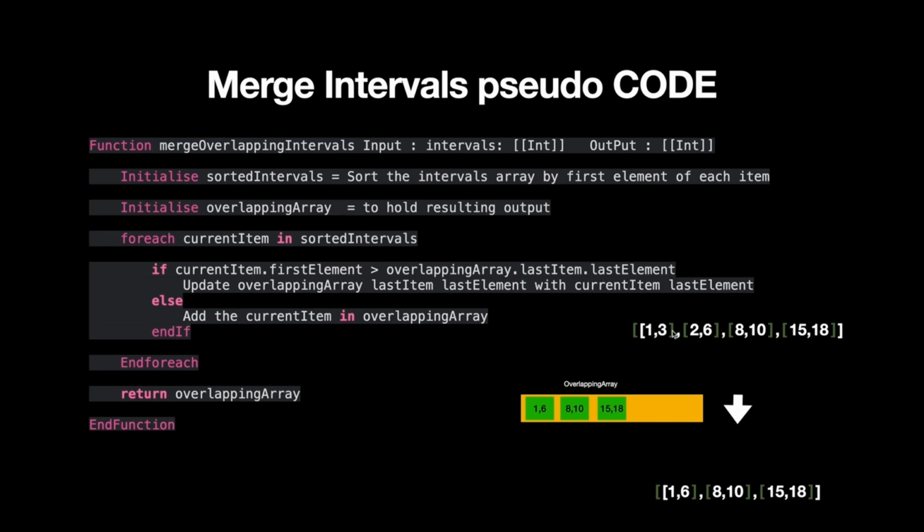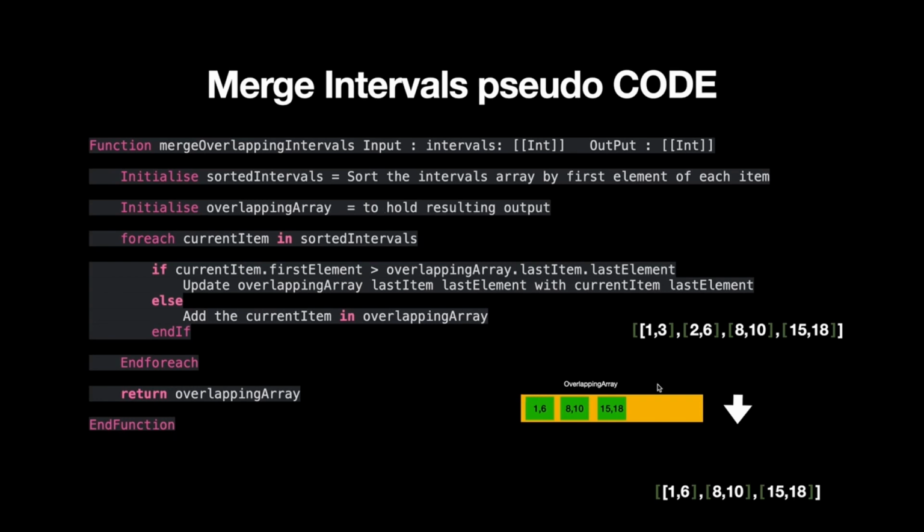Okay, so this comparing of the last element with the first element will only work if this array is sorted by the first element. So that's what we have to do first. In our example, it was already sorted. It is 1, 2, 8 and 15, so we don't have to worry about it. But if the input array is not sorted, then first you have to sort it. So sort the interval array by the first element of each item, right?